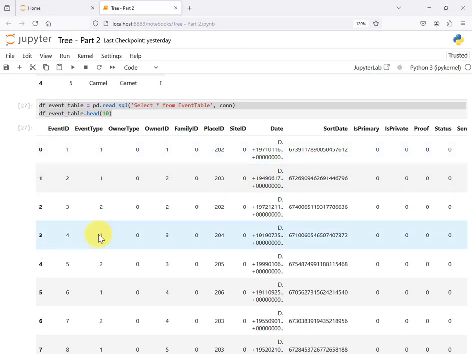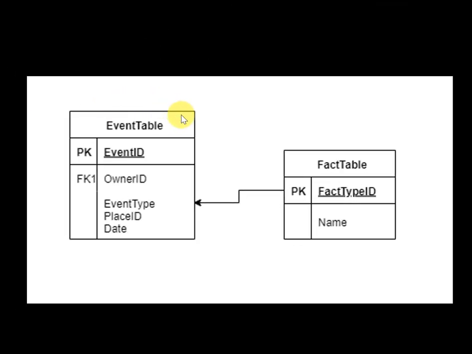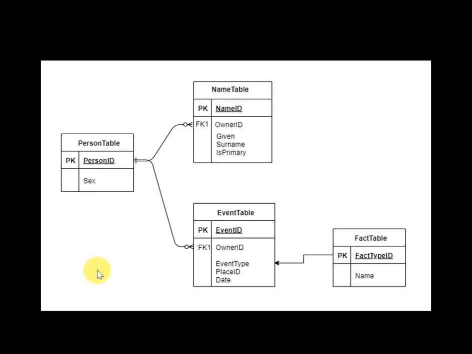birth fact. Just to show that diagrammatically, here is the event table, and then it has a lookup of an owner ID, it has a lookup of an event type, and that is a lookup to the fact table, which has a name that represents the type of fact it is. We've also got a lookup for a place ID, and we've got a date.